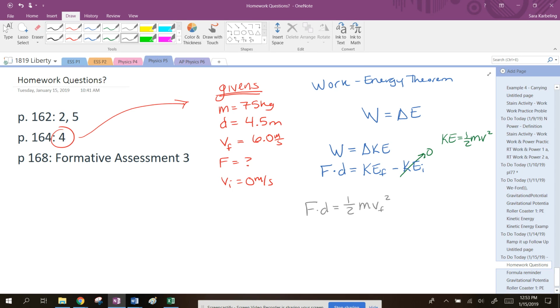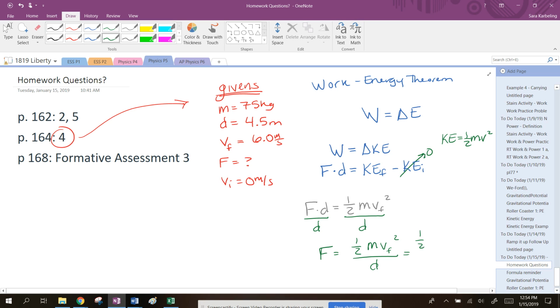Can we keep going, or does that kind of get you where you need to go? I can go a little bit further. Absolutely, I can. So in order to get force all by itself, right now I'm multiplying force by d. How do I undo multiplying by d? Just divide it up. So the force is going to be 1/2 mv final squared divided by d. And you can just write it like that.